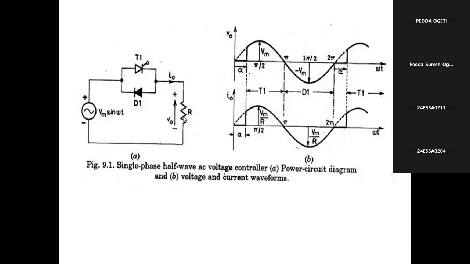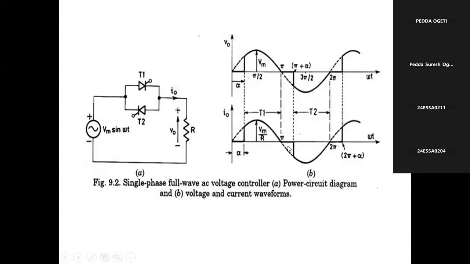There are two types of AC voltage controller. One is single phase half wave AC voltage controller. Another one is full wave AC voltage controller. In AC voltage controller, let us see the full wave. In full wave, we are having two thyristors. Input is AC. Here they are showing only output AC.